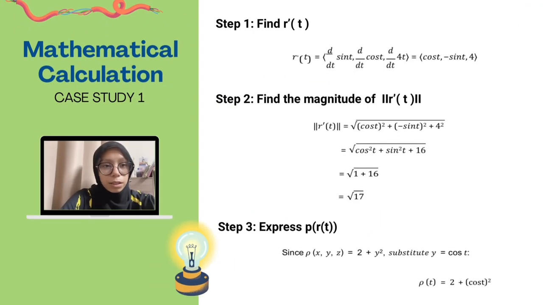Next, mathematical calculations for case study 1. Step 1. Find r prime t. We differentiate the r(t) equation and we get cos t, negative sin t, and 4. Step 2. Find the magnitude of r prime t and we get square root of 17. Step 3. We express rho of r(t), since rho(x, y, z) equals 2 plus y squared. We substitute y equals cos t and we get rho(t) equals 2 plus cos squared t.